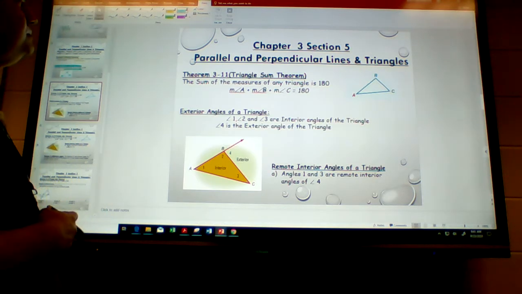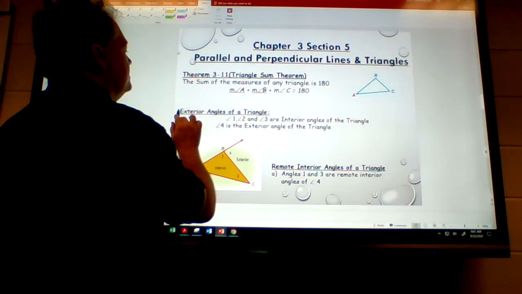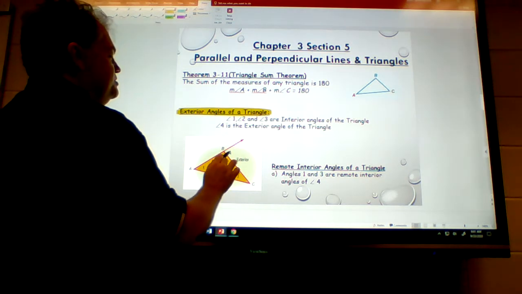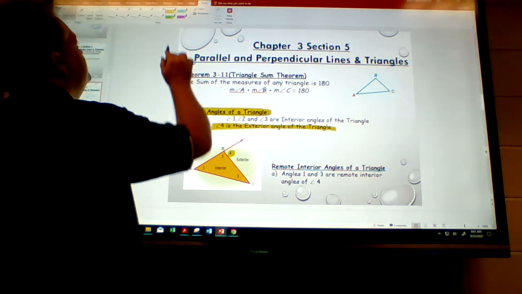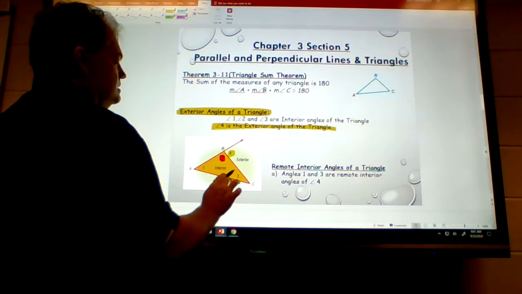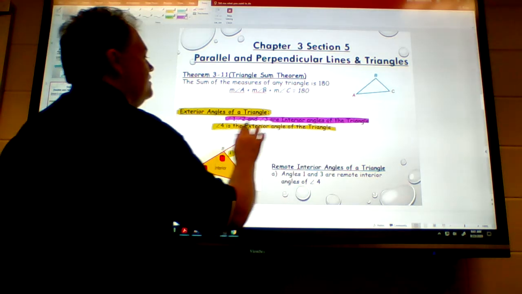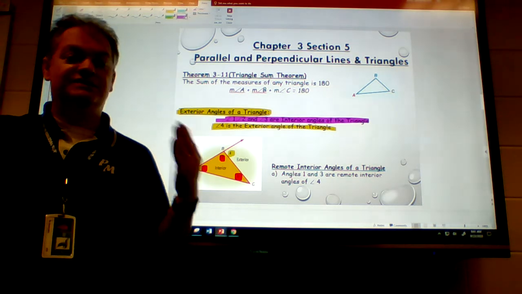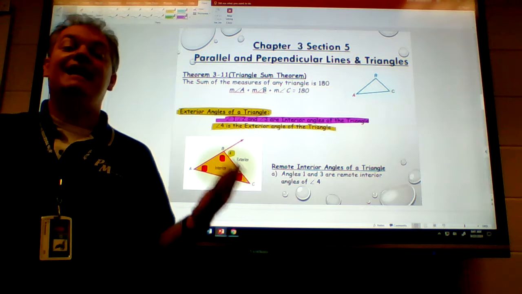So, a couple other things you need to know. You need to know exterior angles. Now, in this particular triangle, angle 4 is the exterior angle, but angles 1, 2, and 3 are the interior angles. Why are 1, 2, and 3 interior? Because they're inside the triangle. Well, why is 4 an exterior angle? Because it's on the outside of the triangle.